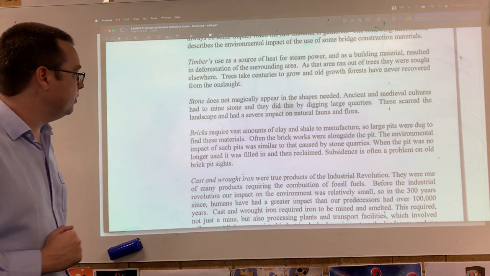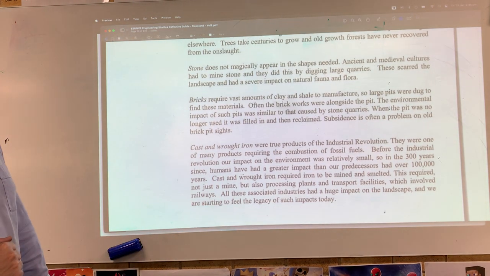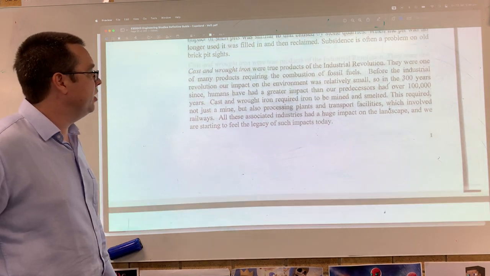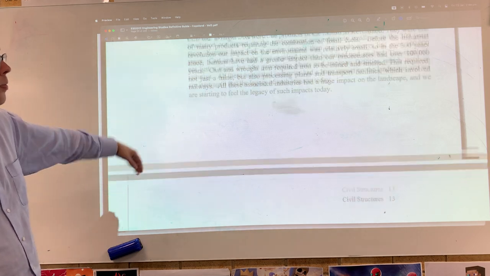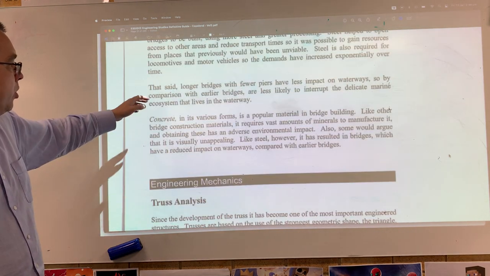Okay, go down. So we're using Copeland's Engineering Studies, the Definitive Guide, Volume 2. This is, I think, the third edition. Keep going. Okay, truss analysis.